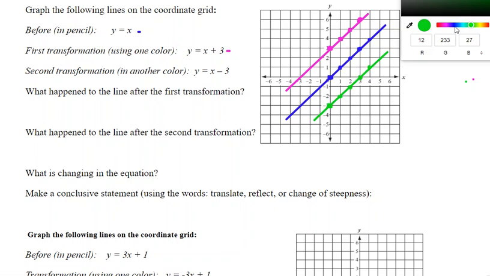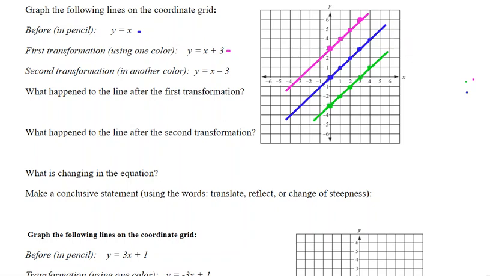So what do we notice? What happened after the first transformation? This is where it started, and it looks like it slid up. What happened after the second transformation? The blue line is where we started, the parent function. That green line looks like it slid down.